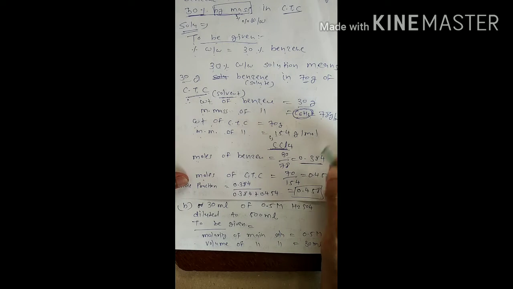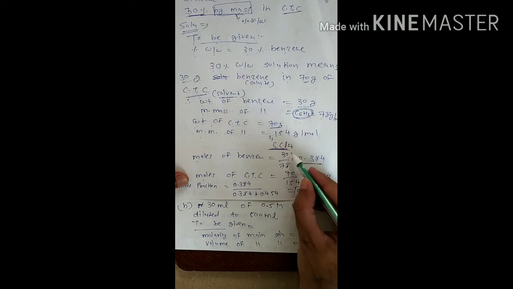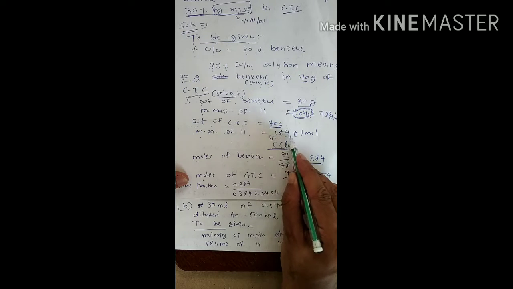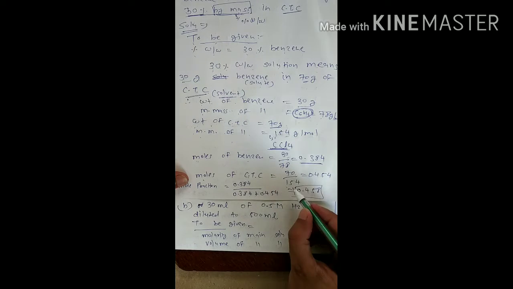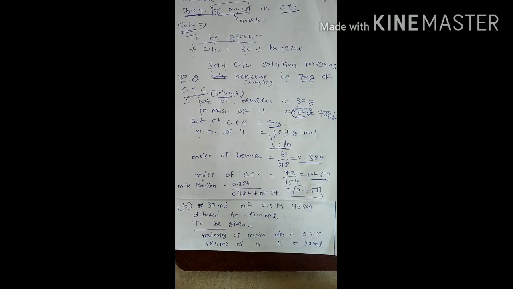Moles of carbon tetrachloride, given mass upon molecular mass. Given mass for carbon tetrachloride is 70 grams, divided by the molecular mass we calculated, 154. So you will get 0.454 moles.